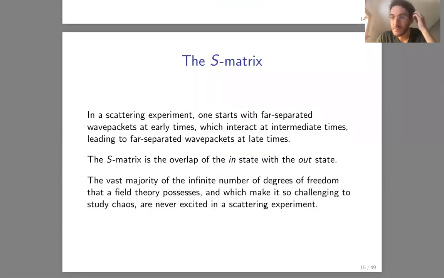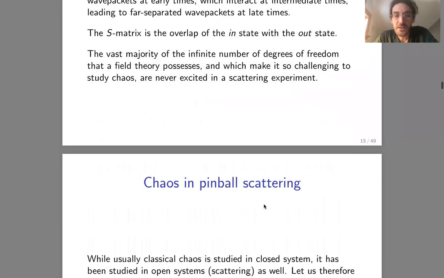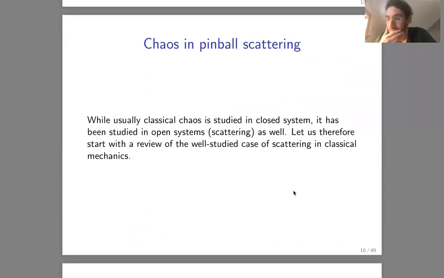So that's going to be the motivation. With that motivation, the next question is: what has been done on chaos in scattering in classical mechanics? That's what I want to discuss next. Because usually, the chaos that we think of in classical mechanics is in closed systems. But it's been studied in open systems, and scattering is an example as well. So let me review that.